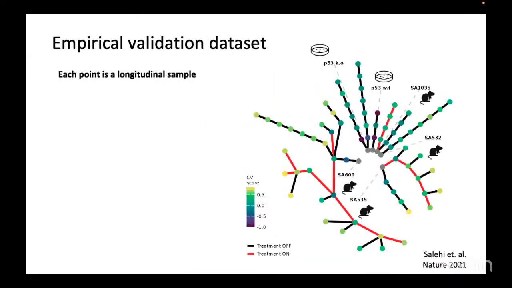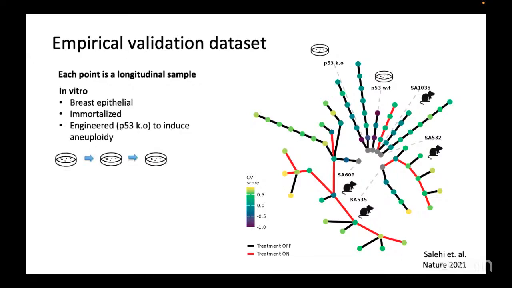We also tried to validate this with some empirical data. So I guess there's kind of a lot going on in this plot. I'll try and break it down. Each point is a sample where we have a population and we have measurements on a karyotype. These are further split into in vitro lineages. So this suppressed, immortalized epithelial cell line, and this has been engineered p53 knockout to induce aneuploidy. So these are essentially successively passaged karyotypes measured successively and we get this lineage.